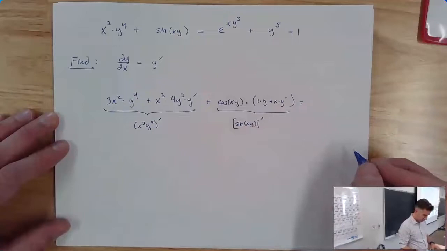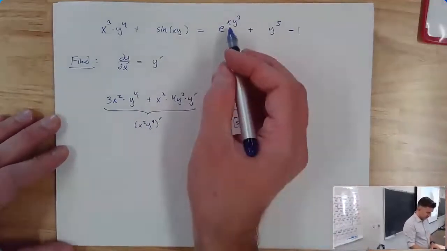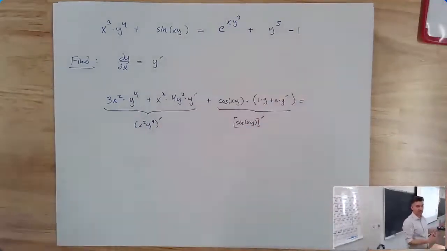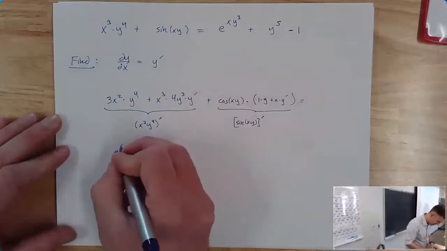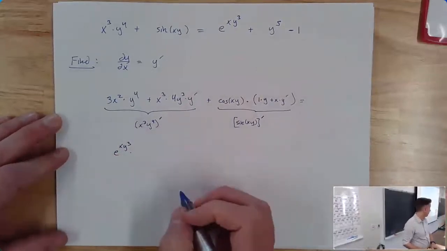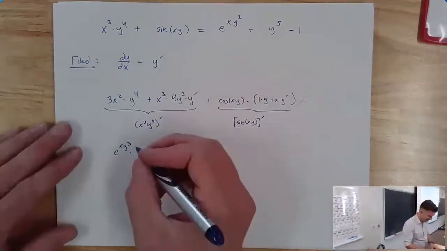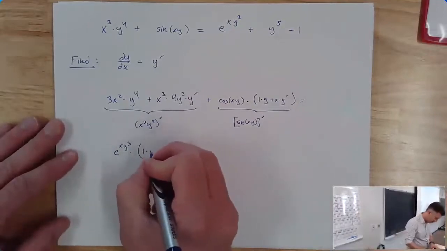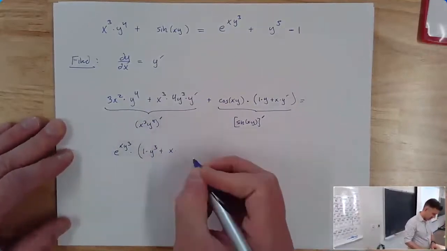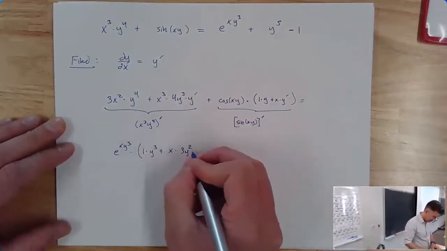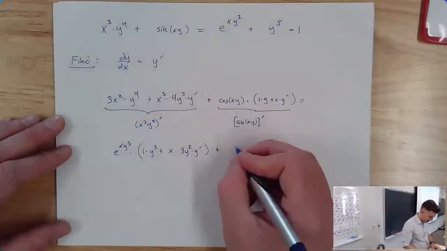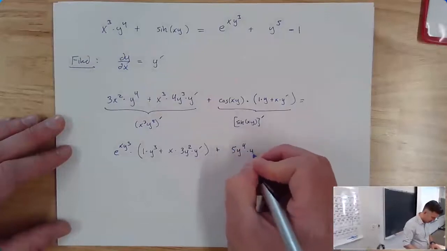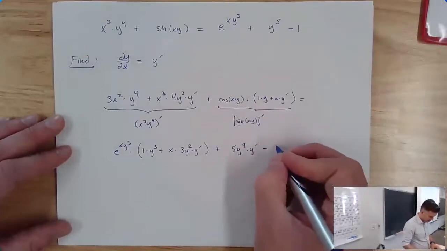equal to, I'm going to use another line here. The derivative of e to the xy cubed, well, the derivative of e to the stuff is e to the stuff times the derivative of the stuff. How many times am I going to say it? So many times. It's going to be e to the xy cubed times the derivative of xy cubed. Product rule again. 1 times y cubed plus x times 3y squared times y prime. Plus the derivative of y to the fifth, which is 5y to the fourth times y prime, minus the derivative of 1, which is 0.